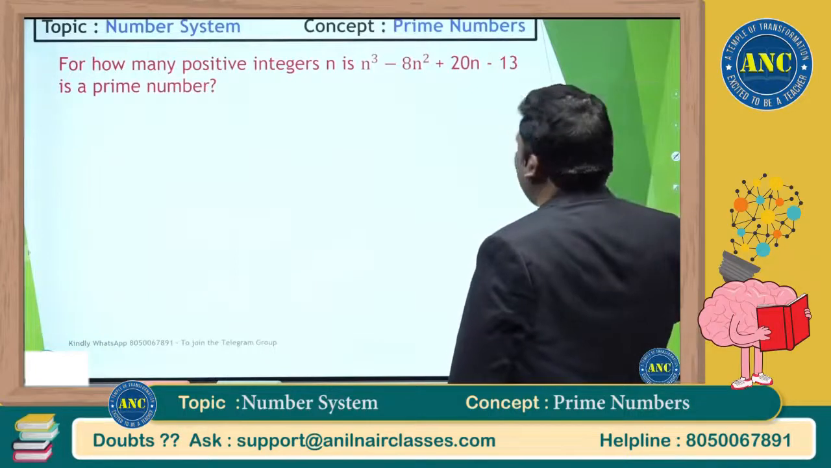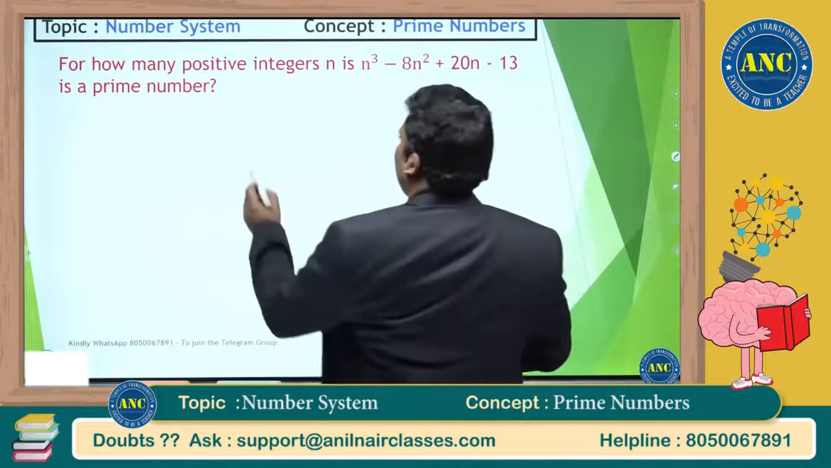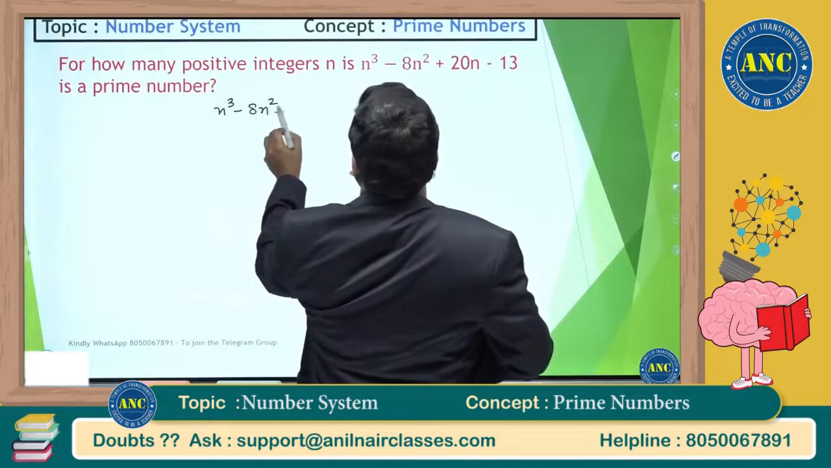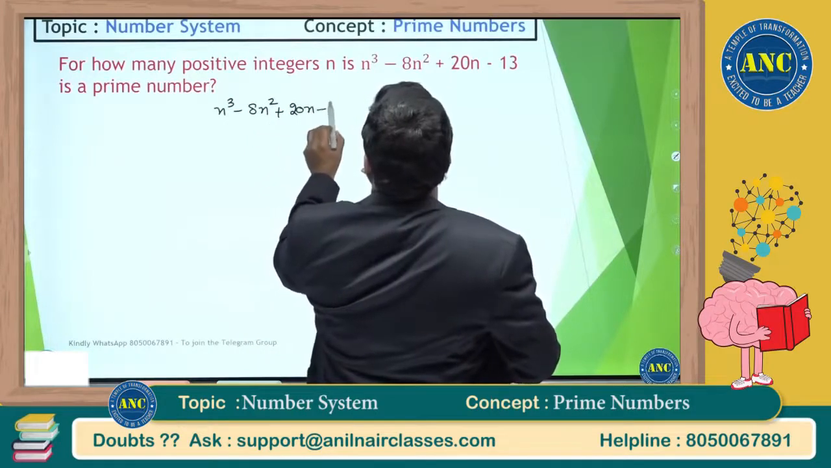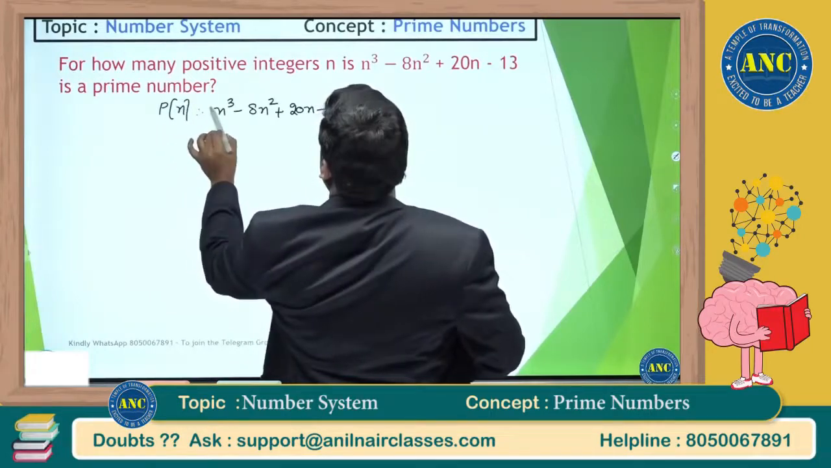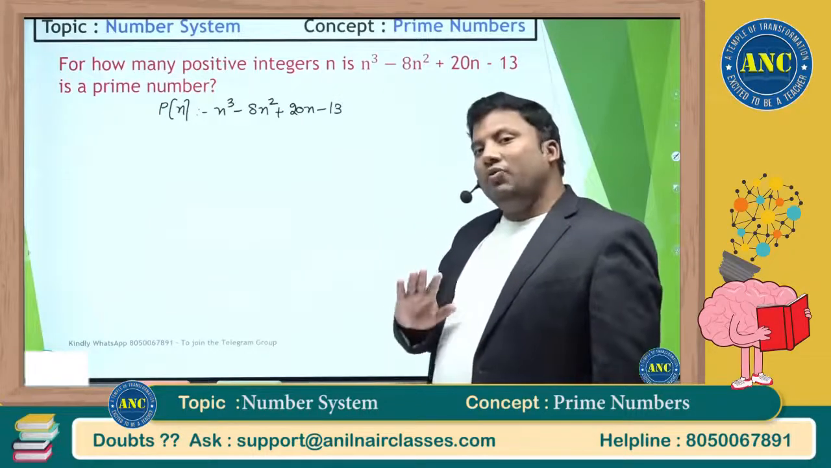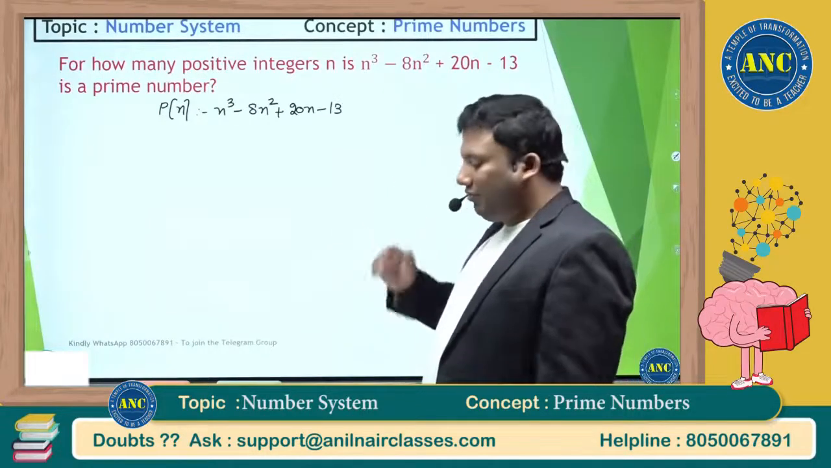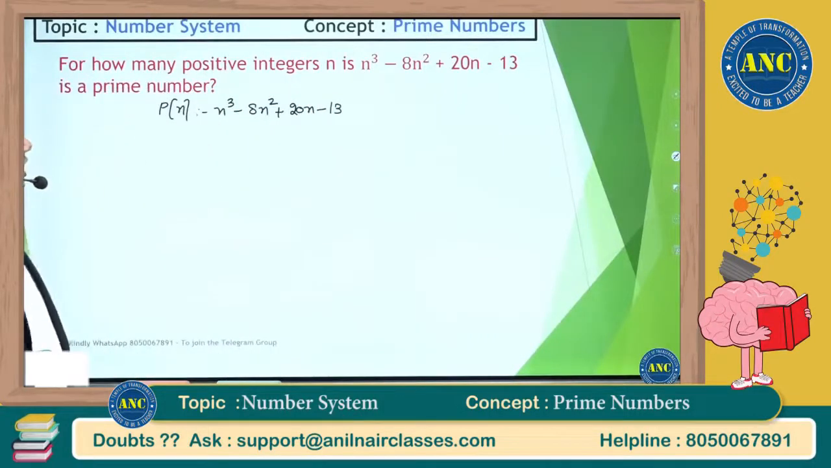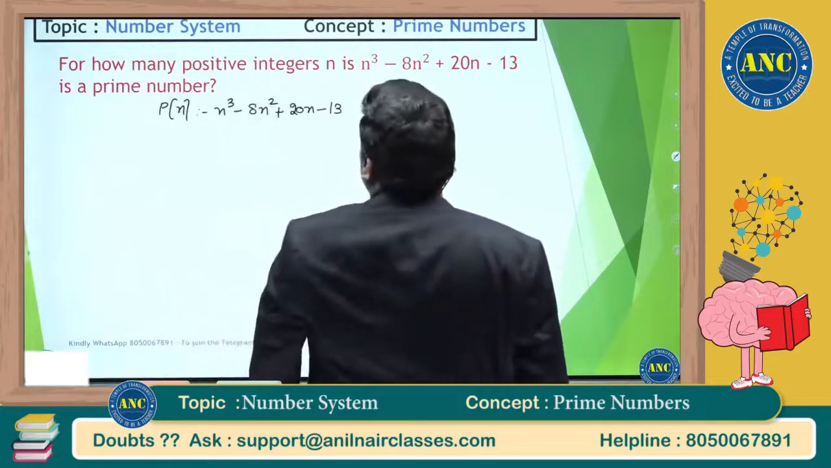Another one. Sir, what if it is not quadratic? It is a cubic. If it is a cubic, see here, n cube minus 8n square plus 20n minus 13. It is a polynomial cubic function on n. Now see, till now we discussed only quadratic. What if cubic is there? For how many positive integers n is n cube minus 8n square plus 20n minus 13 a prime number?